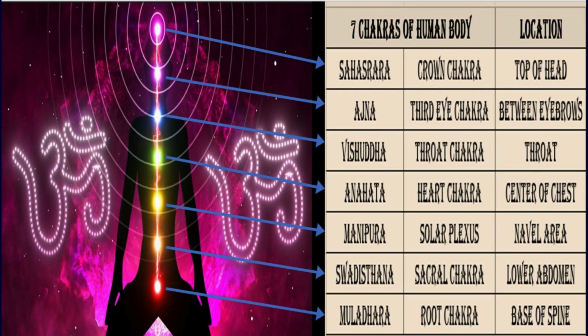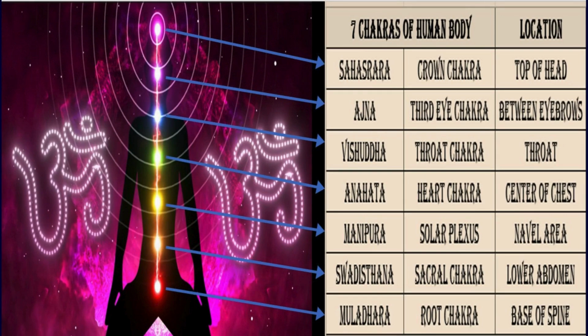When they are open, energy flows. When blocked, imbalance follows. But did you know that in Vedic astrology, each chakra is associated with a planet? Going from the root to the crown, let's unveil the planetary rulers of each chakra.